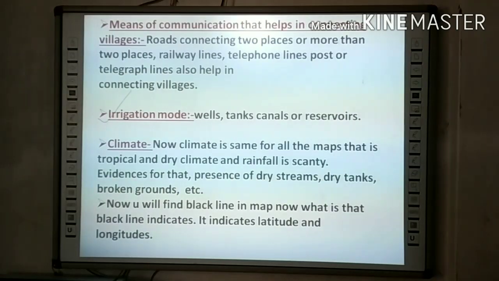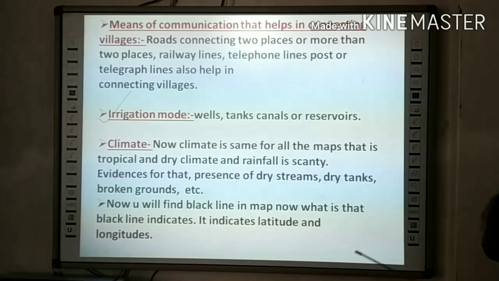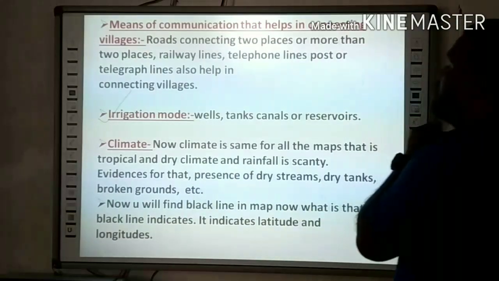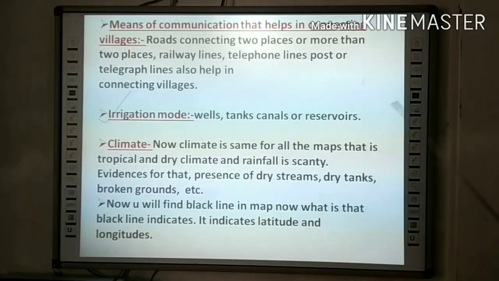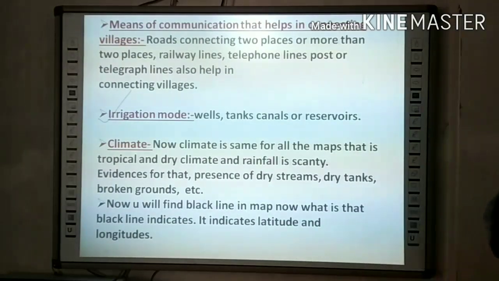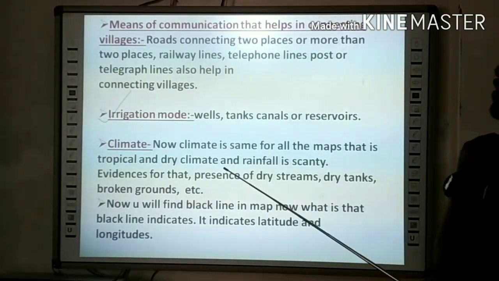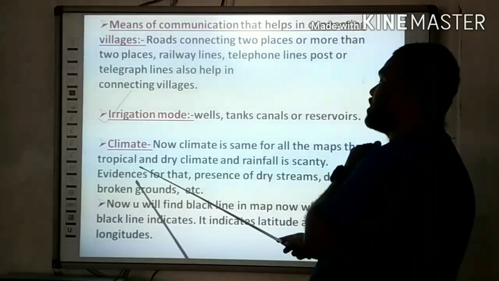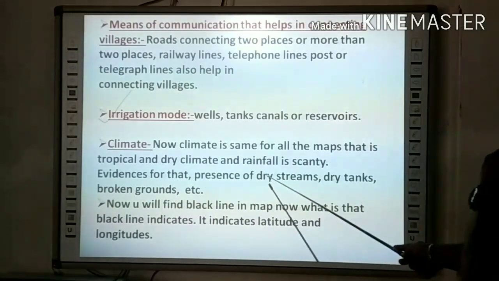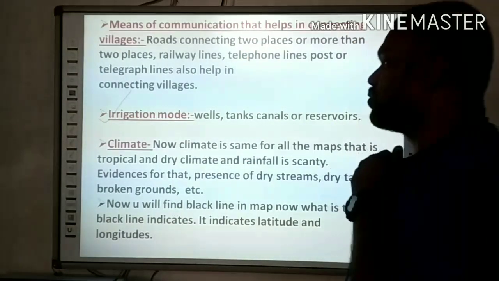Now come to climate. If there is a question, what is the climate of the given map? Climate is the same for all the maps, that is tropical and dry climate, and rainfall is scanty. Now what are the evidences for that? Evidences are the presence of dry streams, dry tanks and broken grounds. Let me tell you again. The evidences are presence of dry streams, dry tanks, broken ground, etc.